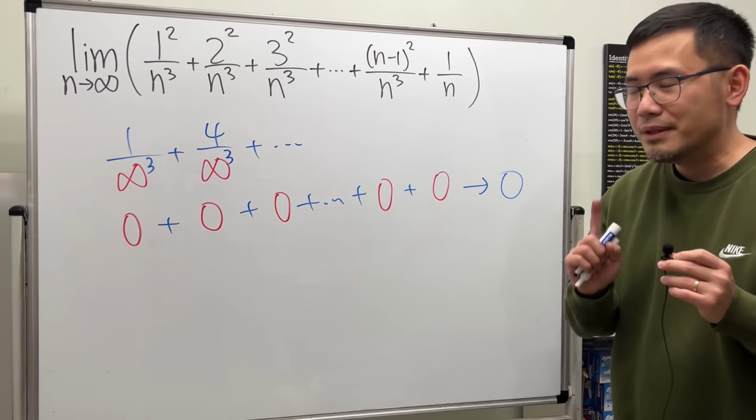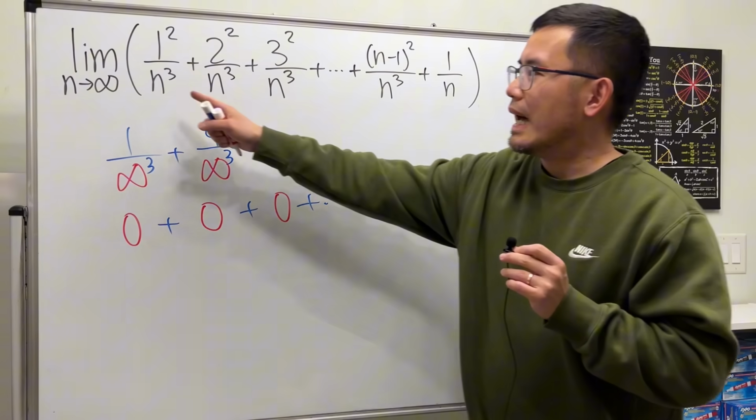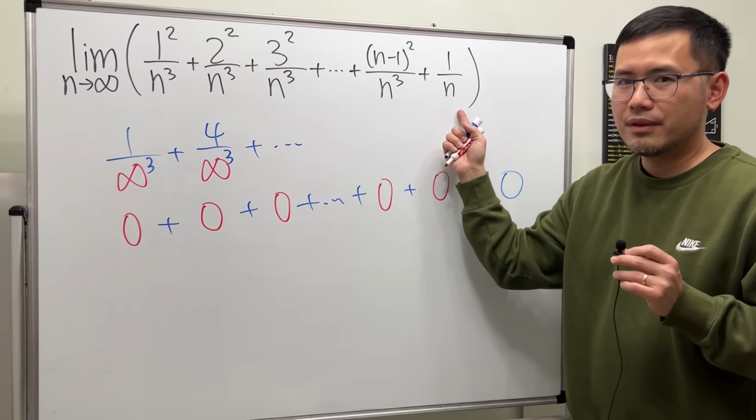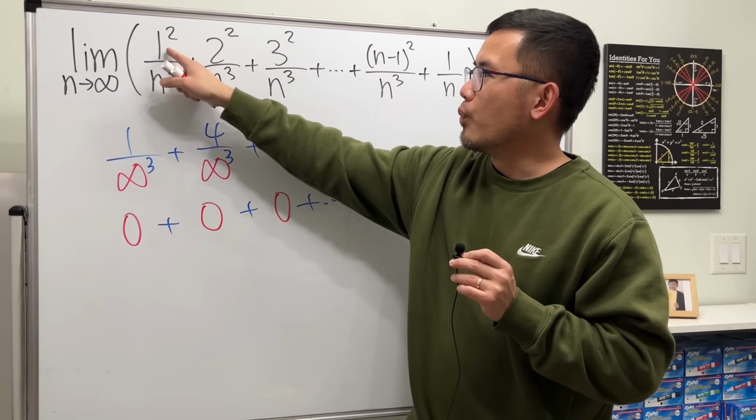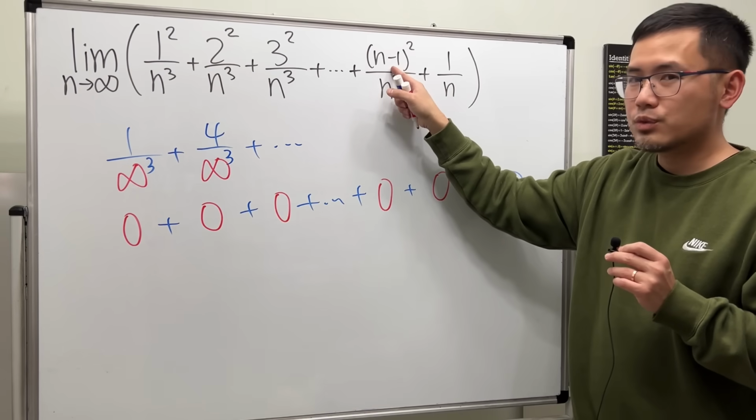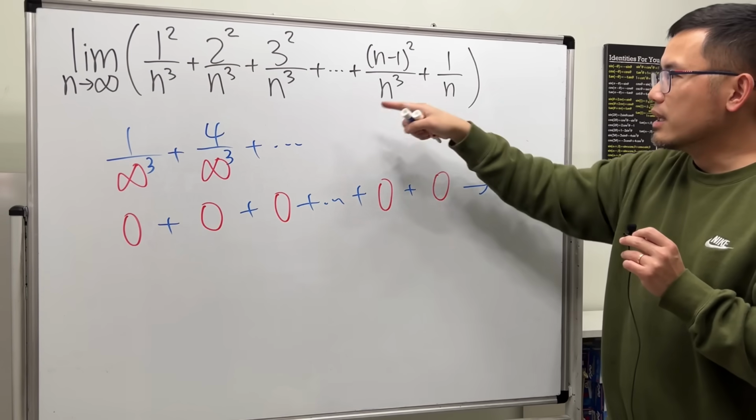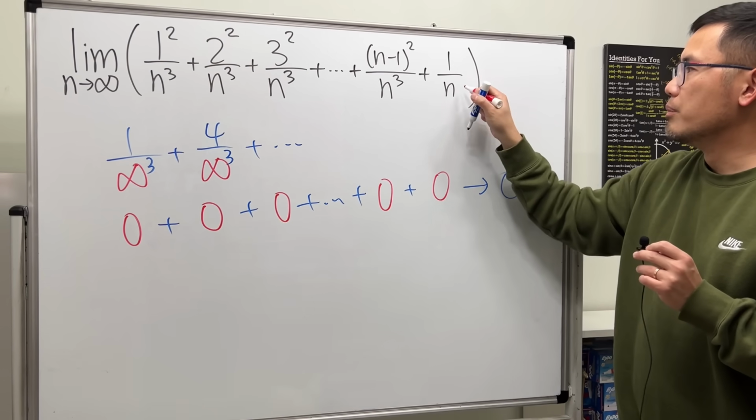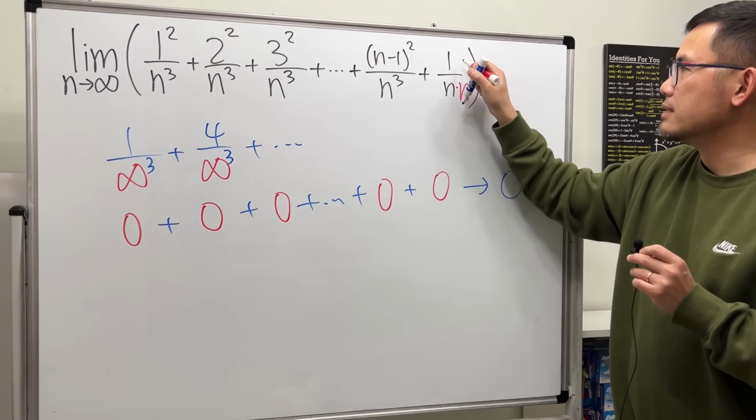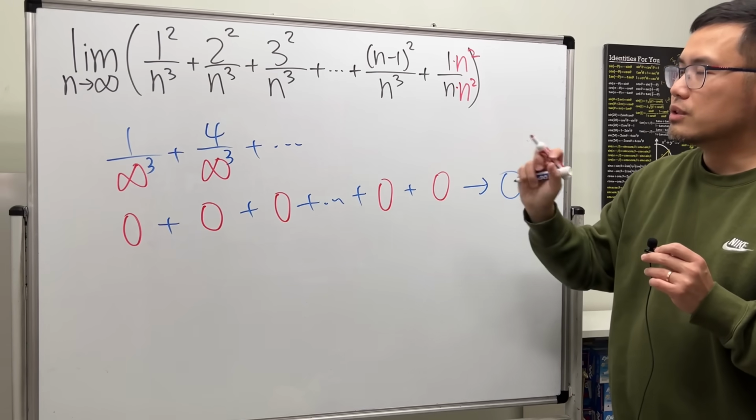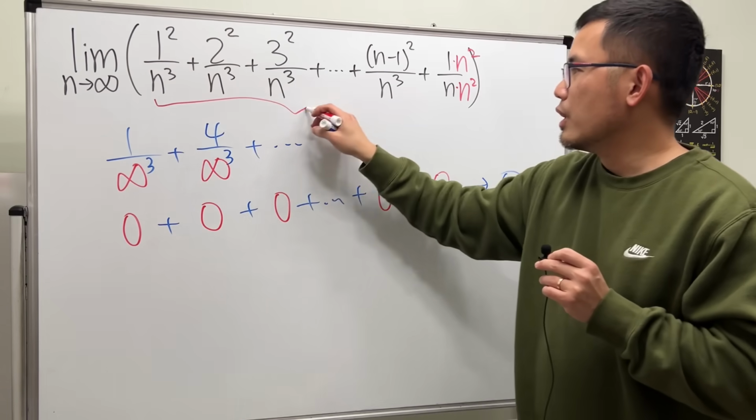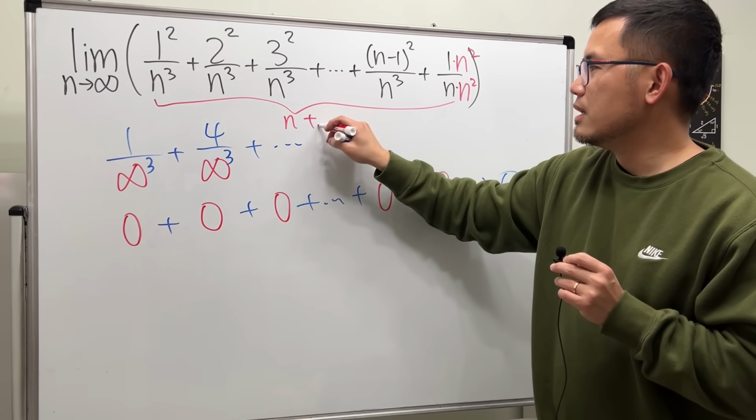Well, be super careful. How many terms do we have? You see, we go from 1 all the way to n minus 1, so the next one right here in fact is n. We can get a common denominator real quick. Multiply the bottom and the top by n squared. So you can see that right here we have a total of n terms.